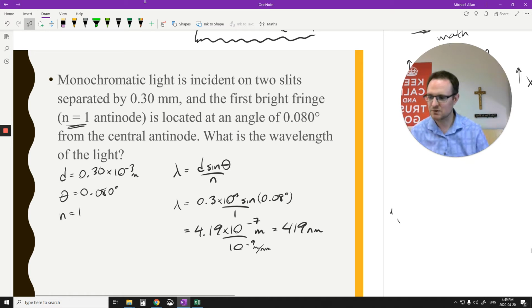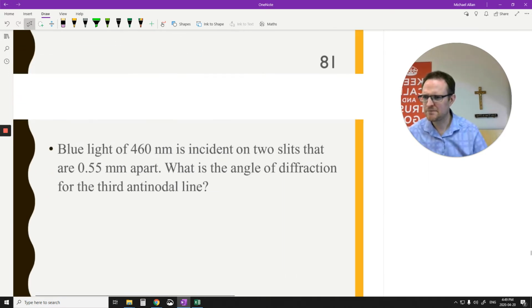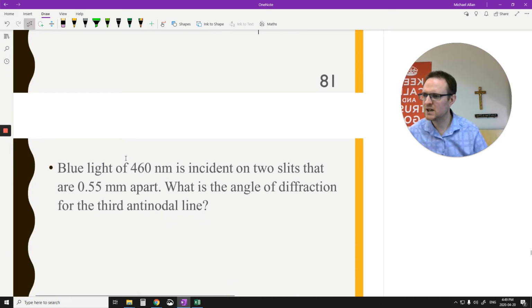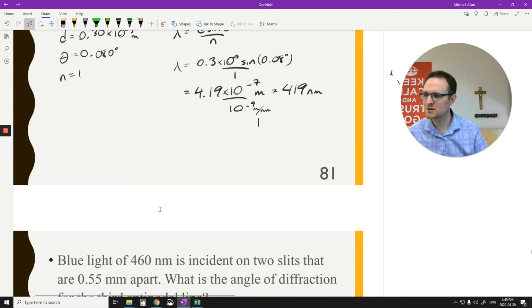Then you can match this up to some kind of color of light. So that's probably in the greenish range, maybe in the bluish greenish range. You can see here's blue. Blue is a similar number.